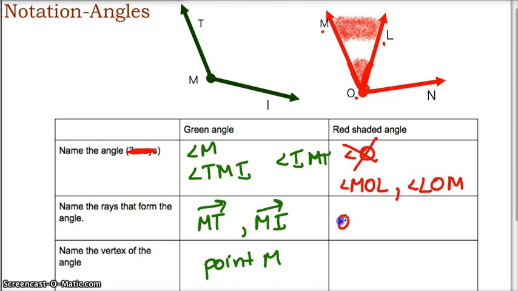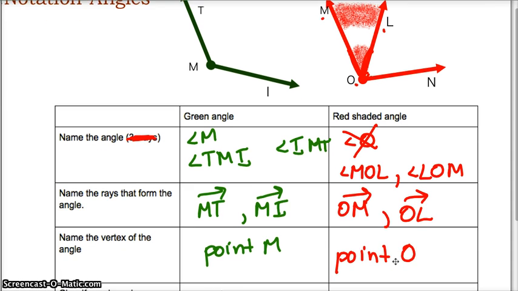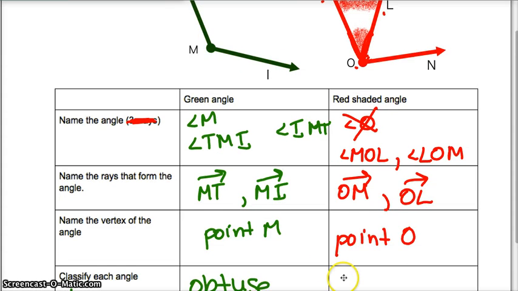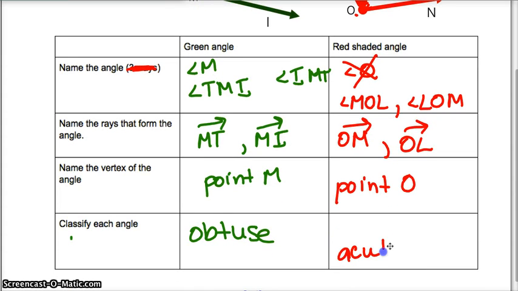The rays, one starts at O and goes towards M. The other one starts at O and goes towards L. The vertex is point O, and this angle appears to be less than 90, so we'll call it acute.